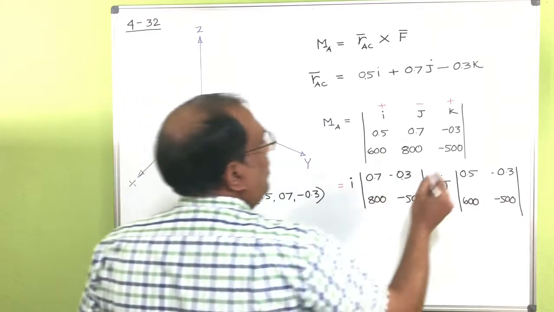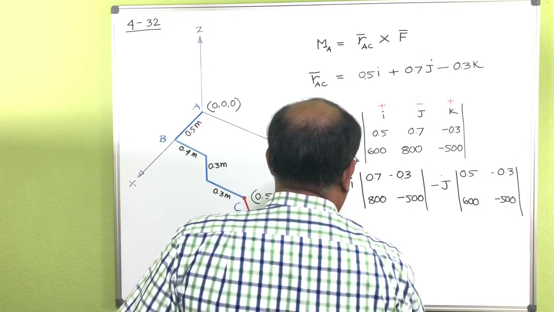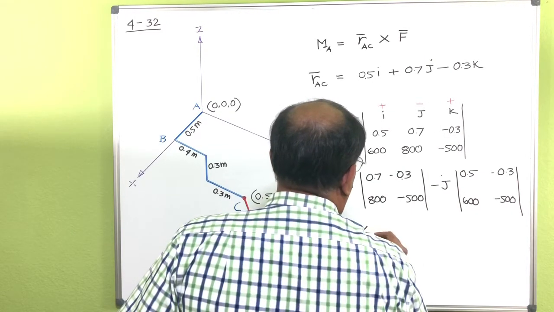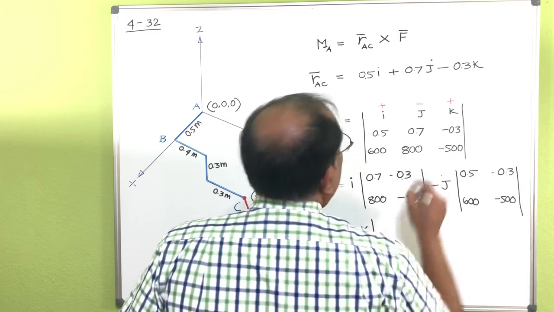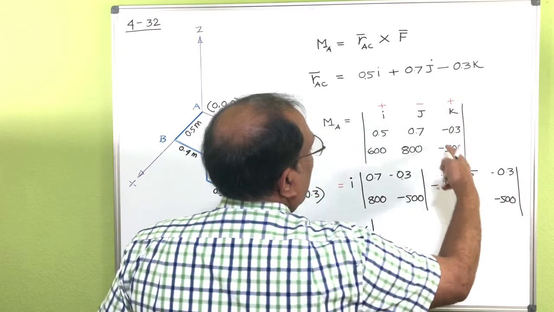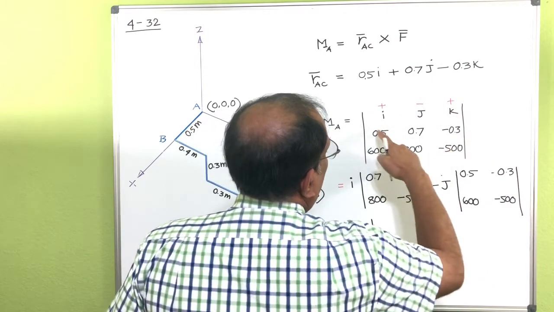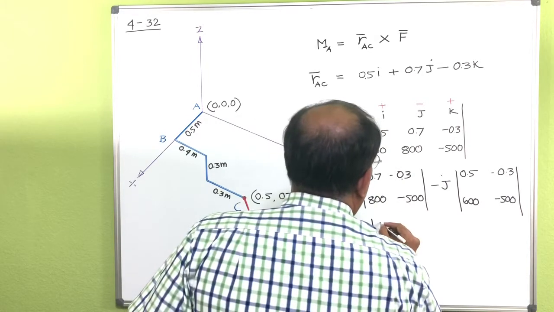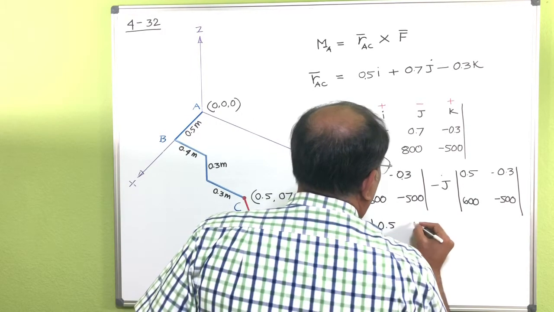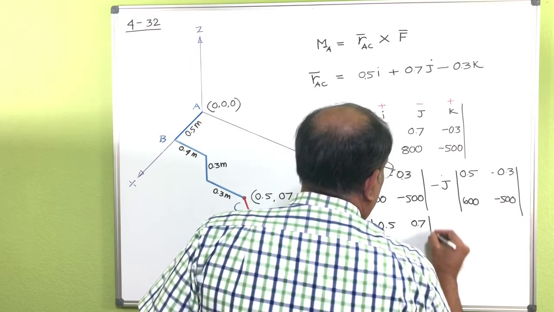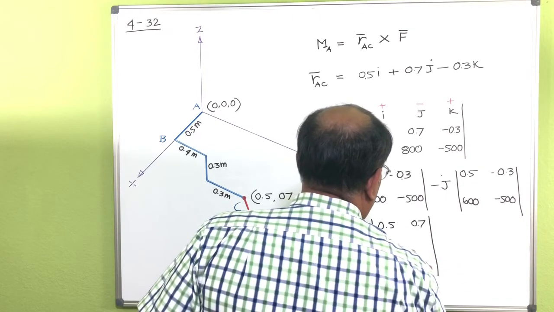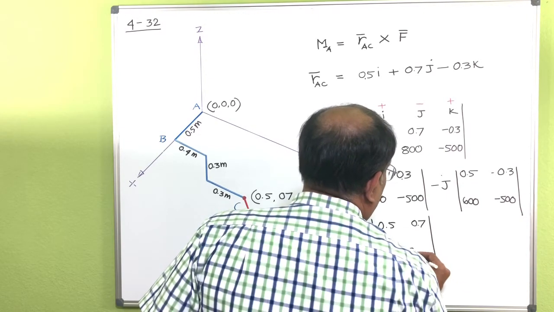Now you have to add the k term here. For the k term, you cancel this and this, so you have only this here: 0.5, 0.7, and then 600 and 800.